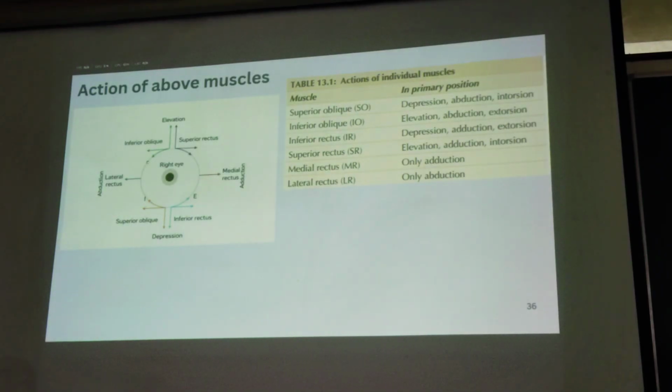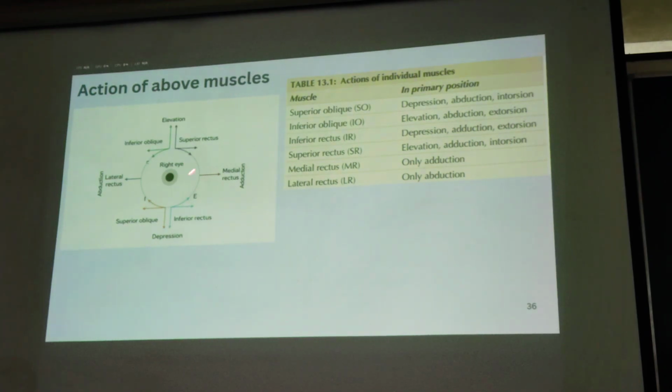The actions of extraocular muscles are like this. The superior rectus causes elevation, adduction as well as intorsion of the eyeball, and the inferior rectus is just opposite to the superior rectus, which causes depression of the eyeball, adduction of the eyeball, and extorsion.